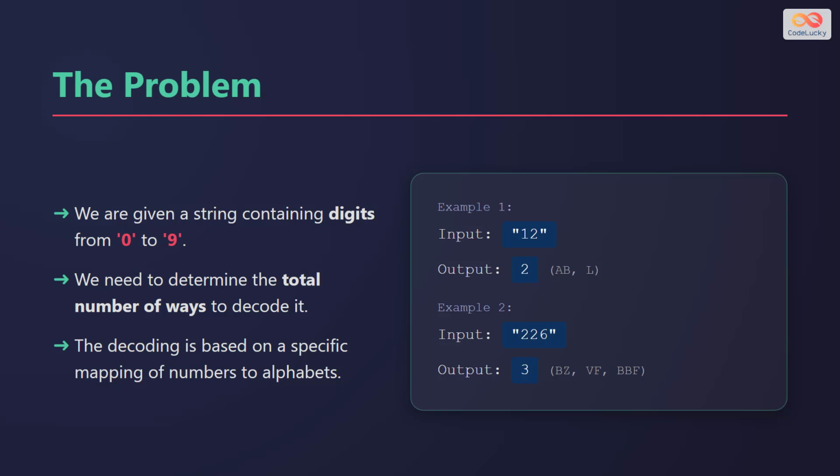Here is the core challenge. We receive a string made up only of digits. Our job is to calculate the total number of distinct ways this string can be decoded back into English letters. For example, the string 12 can be decoded as a B or as the letter L.